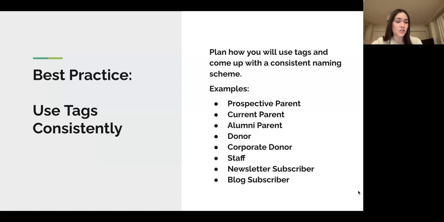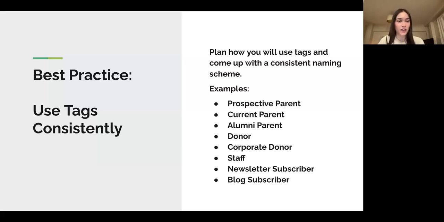Best practices is to use tags consistently. Plan on how you're going to use them and how you're going to come up with consistent naming schemes. Examples: prospective parent, current parent, alumni parent. So just because somebody is enrolled in your school already doesn't mean you're done with marketing to them. You might want to retain them in the future, so you can move them from a certain tag, such as prospective parent, to current parent.